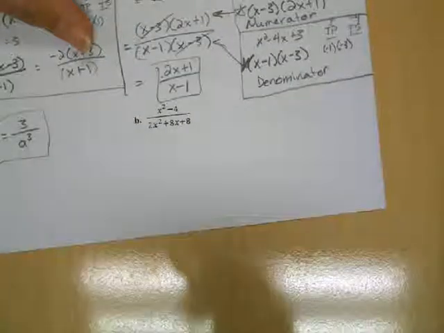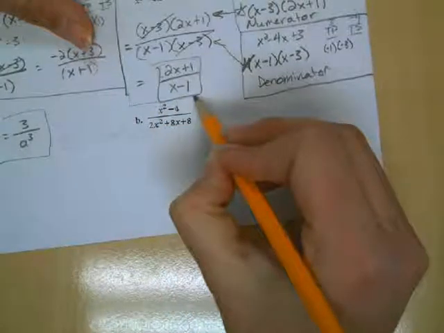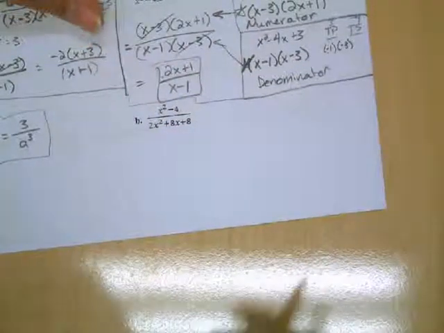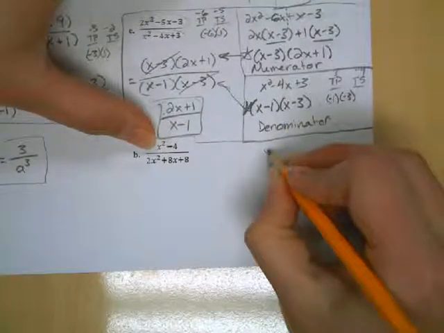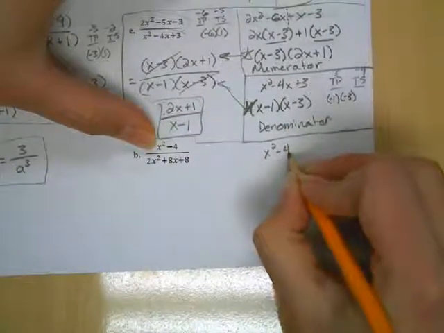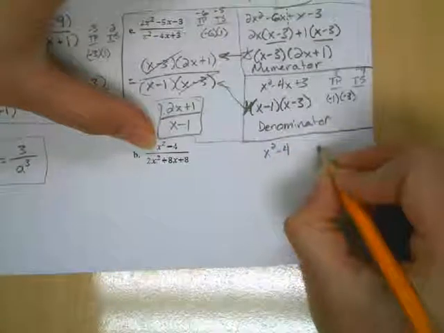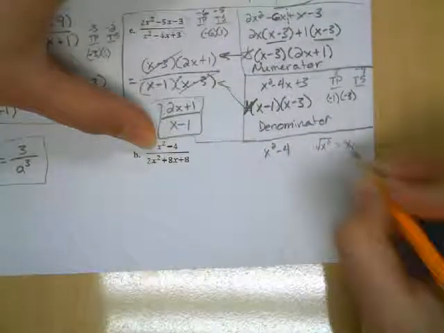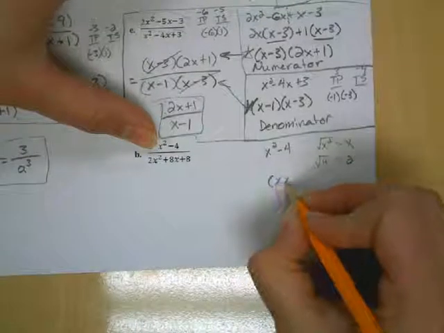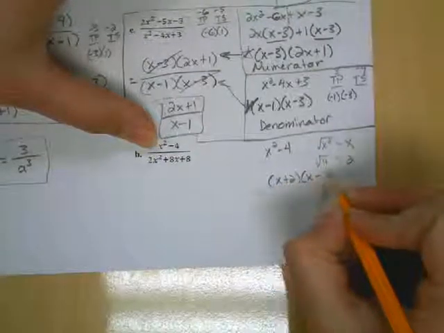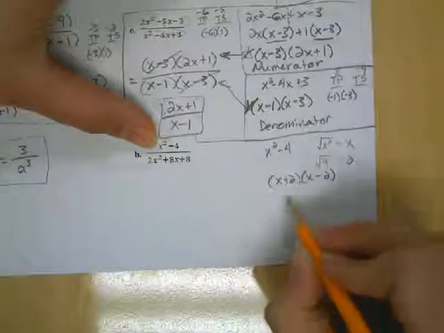B has the same sort of thing, but now we've got to do all the factoring, starting with the top. I'm going to actually do mine over here on the side. x squared minus 4. This is a perfect square, so the square root of x squared is x, and the square root of 4 is 2. So I get x plus 2, x minus 2. That's my numerator.